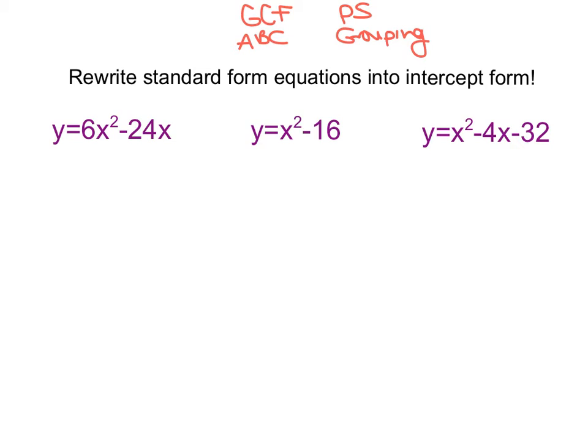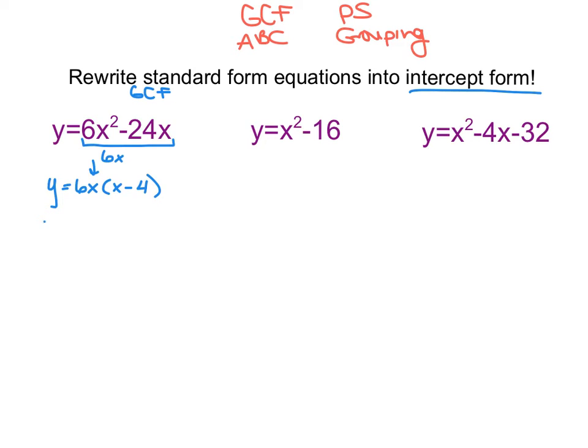Well, if I look here at this first one, I notice that both items contain an x, and both are divisible by 6. So I'm already thinking that GCF is the most appropriate strategy here. So here I factor out a 6x, so I end up with y is equal to 6x times x minus 4, which looks a lot like intercept form, but there's kind of this weird x in here.